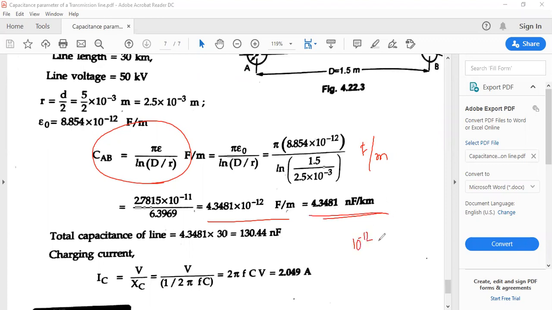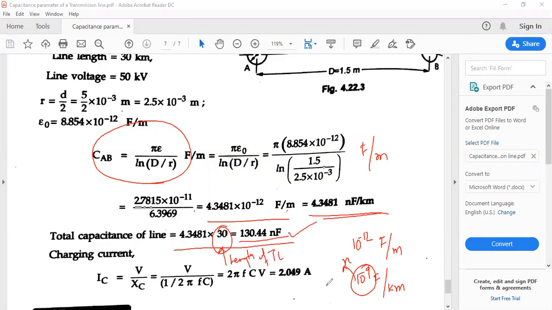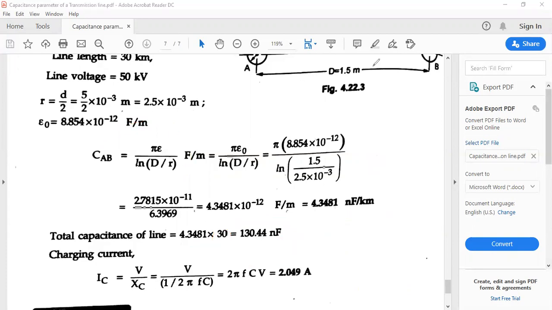So 10 power minus 12 farad per meter. What do you need to do? 10 power minus 9 farad per kilometer is present. This 10 power minus 9 is taken as nano. So if you want the overall capacitance of the transmission line, you need to multiply by the length of the transmission line, which is 30 kilometer, and you are going to get 130.44 nanofarad. So that is present there.